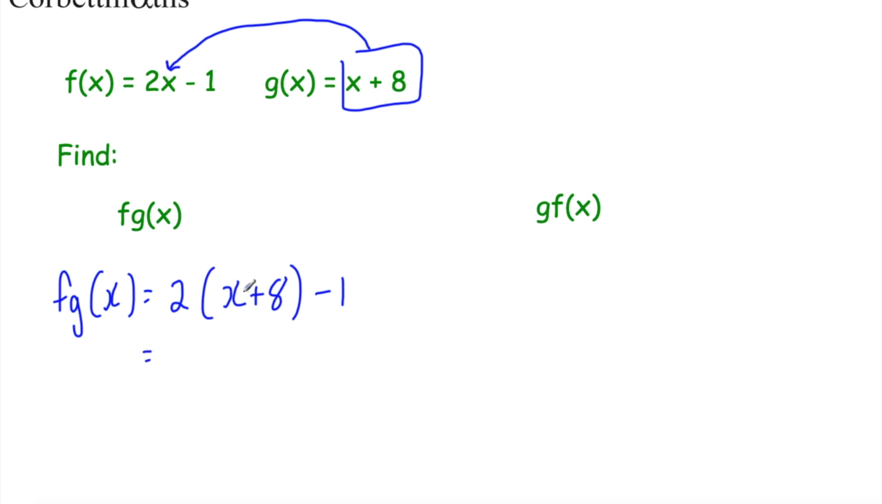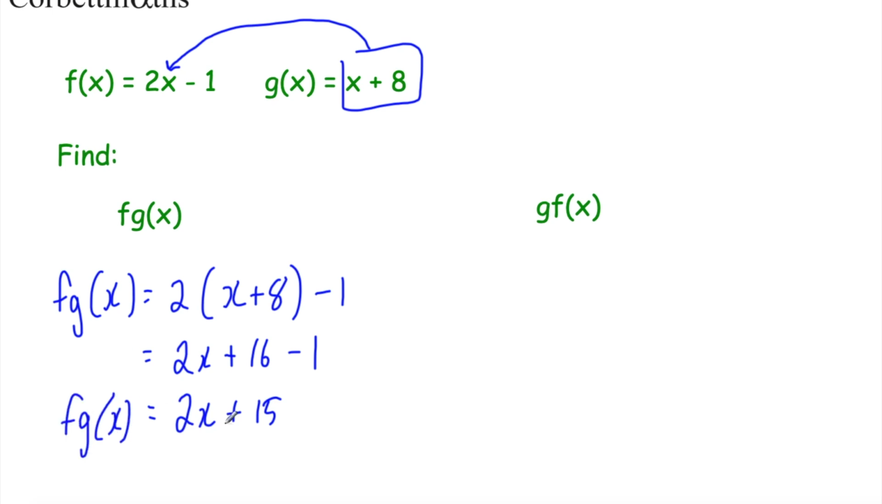And now if we expand our brackets, 2 times x would be 2x. 2 times 8 would be 16, so plus 16, and we've still got our minus 1. And then if we simplify this, we'd have 2x, and then we've got 16 take away 1, that's going to be plus 15. So that means that fg of x is equal to 2x plus 15. And if you got that, well done.